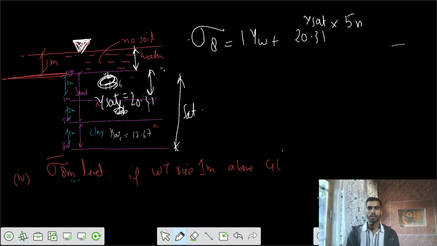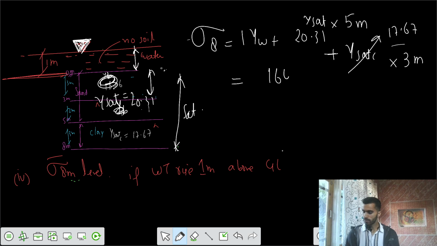So I would write 20.31 gamma sat into how many meters do we have? 5 meters of that sand layer, plus after that gamma sat for the clay, that was how much? 17.67 into that 3 meters of that clay layer. So that final value of sigma at 8 is equal to 164.56 kilonewton per meter square.